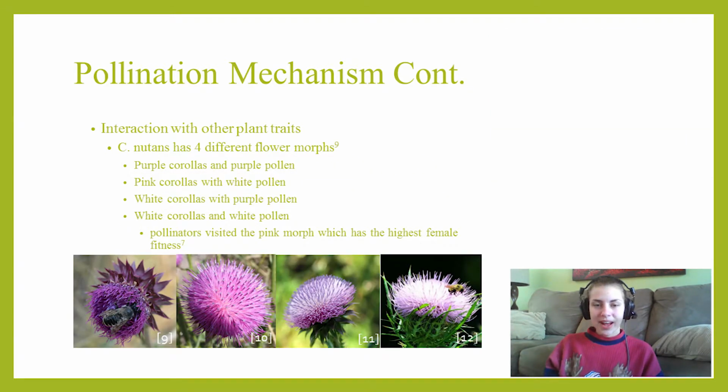And as for how this pollination mechanism interacts with other plant traits, Carduus nutans actually has 4 different flower morphs. In the pictures below, you can see the 4 different morphs. There are purple corollas with purple pollen, pink corollas with white pollen, white corollas with purple pollen, and white corollas with white pollen. And one of the studies noted that pollinators tend to visit the pink morphs more, and the pink morphs had a higher female fitness.